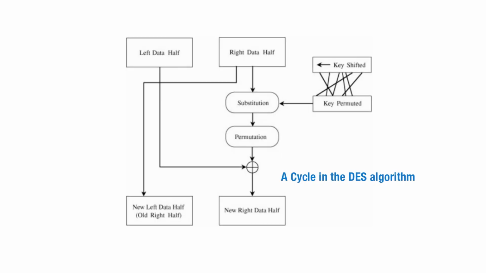As shown in the figure, the 64 permuted bits are divided into a left half and a right half of 32 bits each. The key is shifted left by a number of bits and permuted. The key is combined with the right half, which is then combined with the left half. The result of these combinations becomes the new right half and the old right half becomes the new left half.